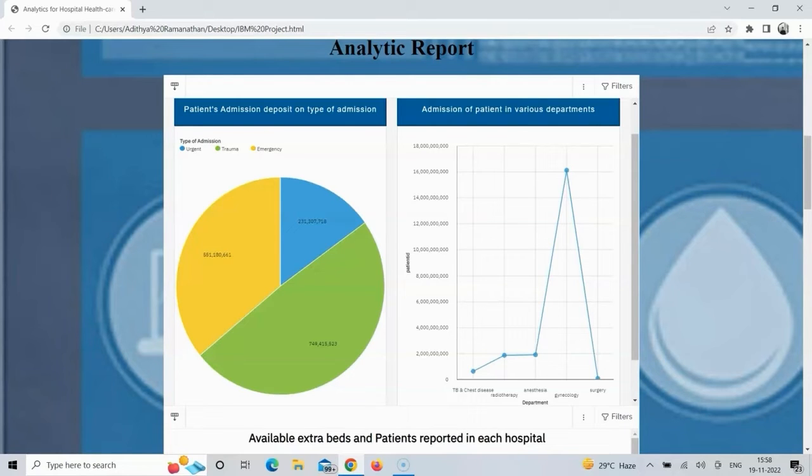And then if we closely see the right hand side, we can see the admission of patients in various departments. We have four types of departments: radiotherapy, anesthesia, gynecology, and TB disease. In these four departments, we can infer how many patients have been getting admitted each day. After we see that, we move on to the next slide.